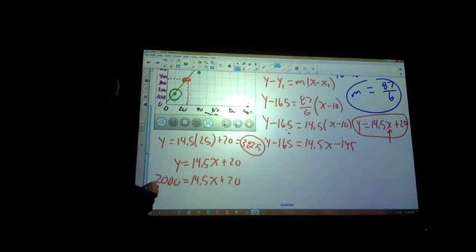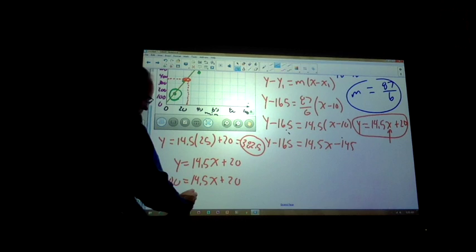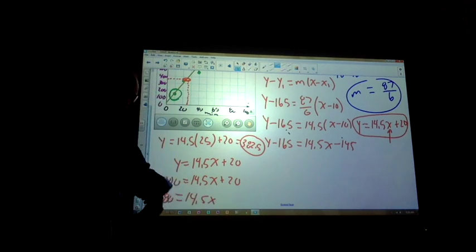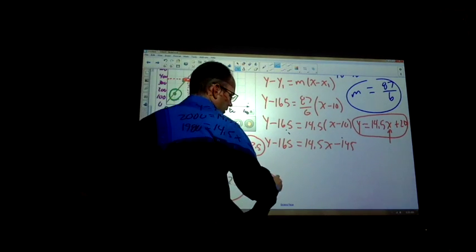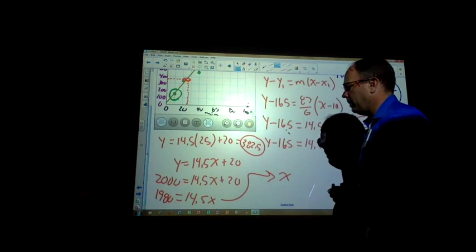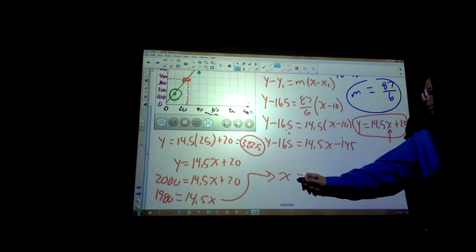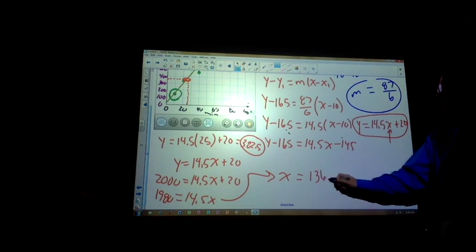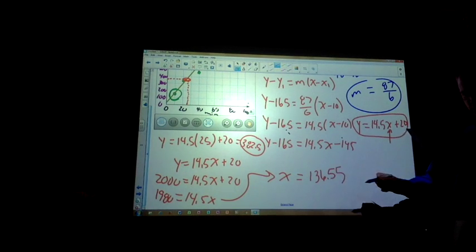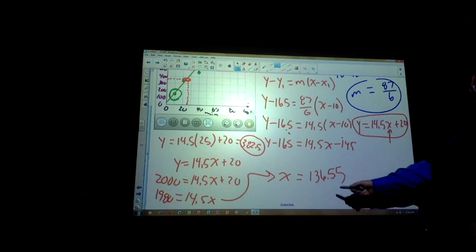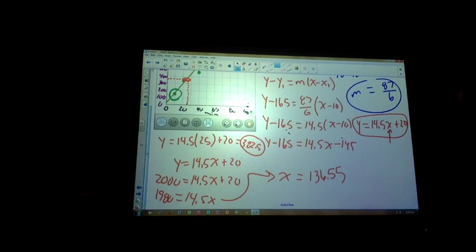I'm going to subtract 20, so that's 1980. Divide each side by 14.5. So 1980 divided by 14.5 is 136.55. Sweet. So that's how many minutes it would take you to get to your 2,000 words based on our model.